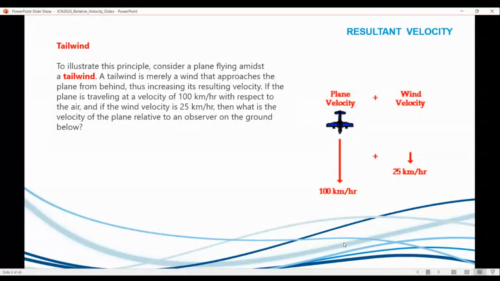I'm going to ask you a quick question. They say a tailwind is merely a wind that approaches the plane from behind, thus increasing its velocity, obviously. So if the plane is traveling at 100 kilometers per hour with respect to the air, and the wind is traveling at 25 kilometers per hour, then what is the velocity of the plane relative to the observer on the ground? When we're looking from the ground up, what velocity do we actually see? Who can tell me based on those two figures?